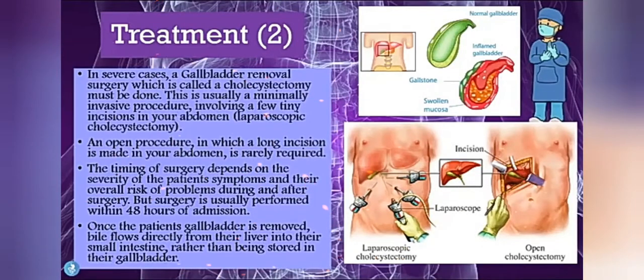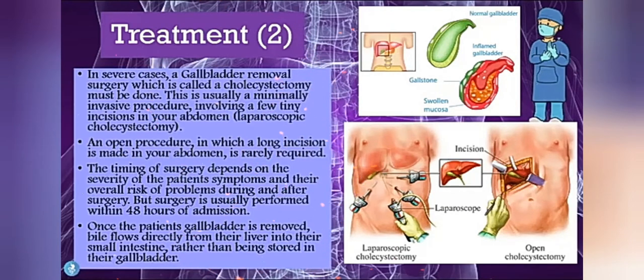Continuing with treatment, in severe cases, a gallbladder removal surgery, which is called a cholecystectomy, must be done. This is usually a minimally invasive procedure involving a few tiny incisions in your abdomen, and this is called a laparoscopic cholecystectomy. If you take a closer look at this picture on the bottom of my screen, in this first image we have the laparoscopic cholecystectomy, and we see that it's not an open abdominal surgery. It's just 4 small incisions made into the abdomen, and we can access the gallbladder through these 4 incisions.